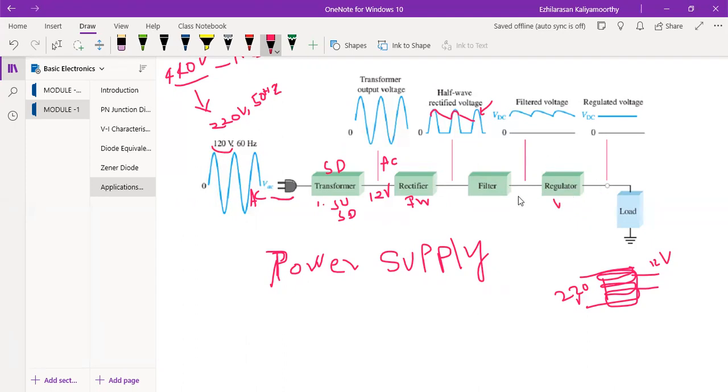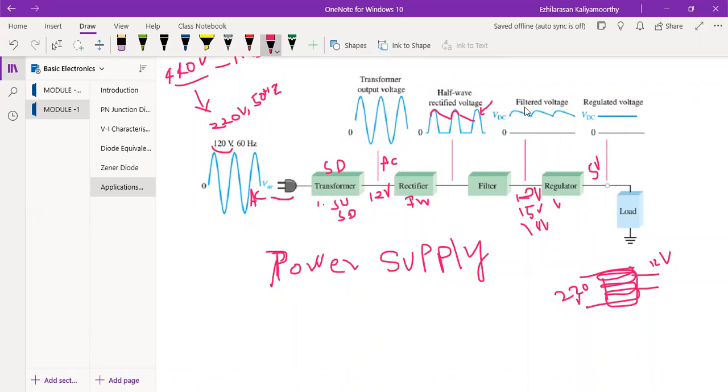Until here, you will get 12 volt. It can be 12 volt or 15 volt or 18 volt, depending upon your transformer, but the output should be fixed. That is what the regulator will do. For example, I may need 5 volt as output. So what will this regulator do? The input is 12 volt, the output is 5 volt. So I will get the 5 volt regulated voltage.